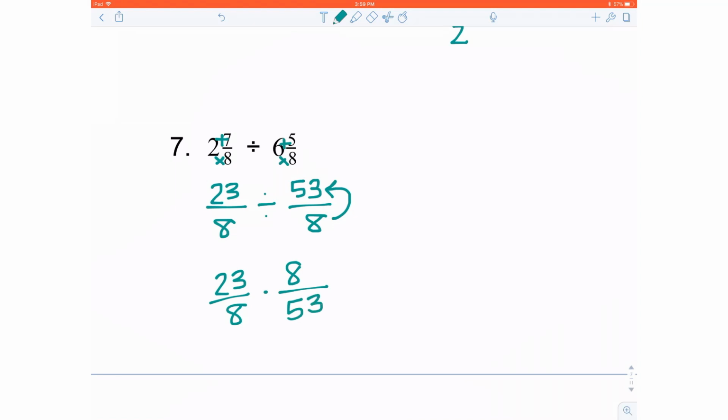Now here we notice there's the same top and bottom. So let's divide by 8. That gives us 1. That gives us 1. And 23 times 1 is 23. 1 times 53 is 53. Now can we simplify this? The answer is no. This is actually the simplest form. And that is our answer. Okay?